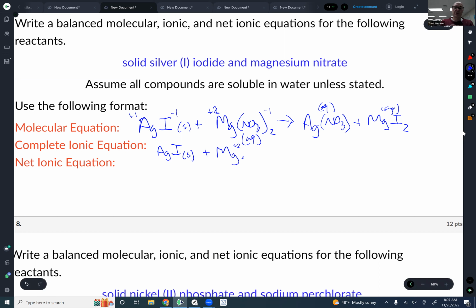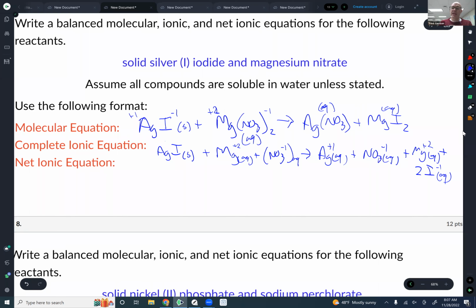So I'd have Mg +2 aqueous plus NO3 -1 aqueous produces Ag +1 aqueous plus NO3 -1 aqueous plus Mg +2 aqueous plus 2 iodines. Here is another mistake area that many of you made. You left this as I2. It needs to be 2 iodines. They separate into separate iodine ions whenever it is aqueous. The only time they stay together in their original format and don't separate completely is when they are a polyatomic ion or when they are a solid over here.